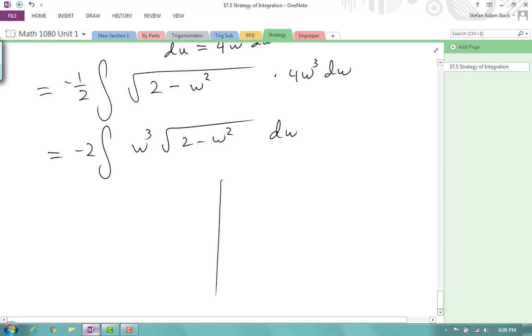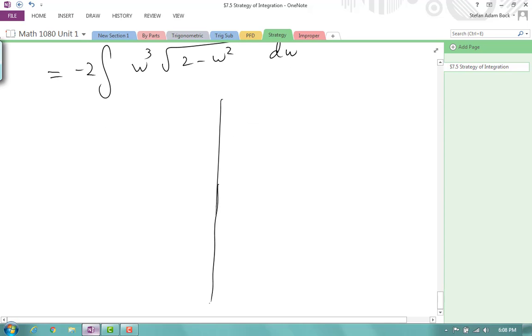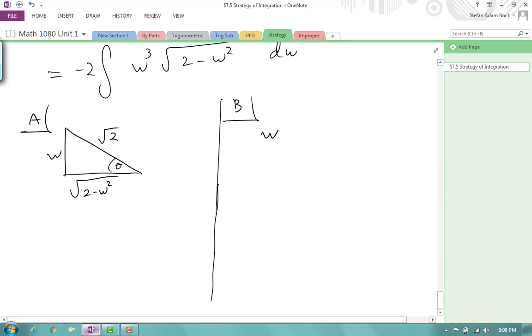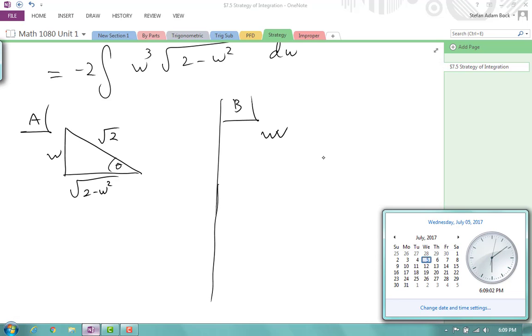Integrals are lovely like this. There's always some other kind of different path you can take. So A, I could set up a trig substitution where I'd have the square root of 2 on the hypotenuse, a w on the side, and the square root of 2 minus w squared on the bottom. Or B, I could say a triple u substitution. A triple u? Like that? No.